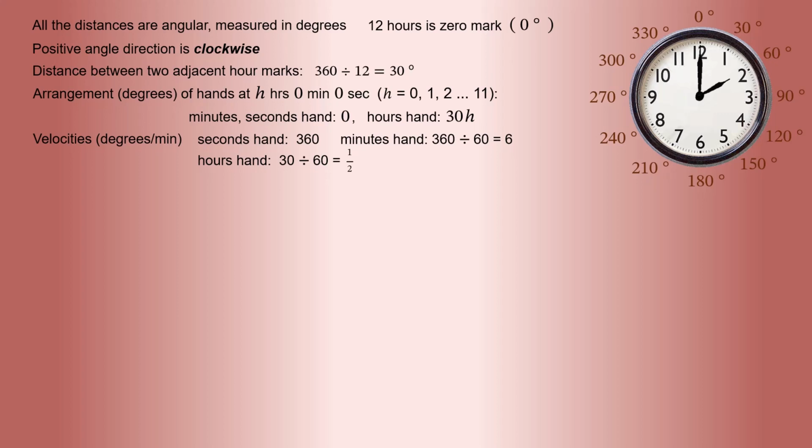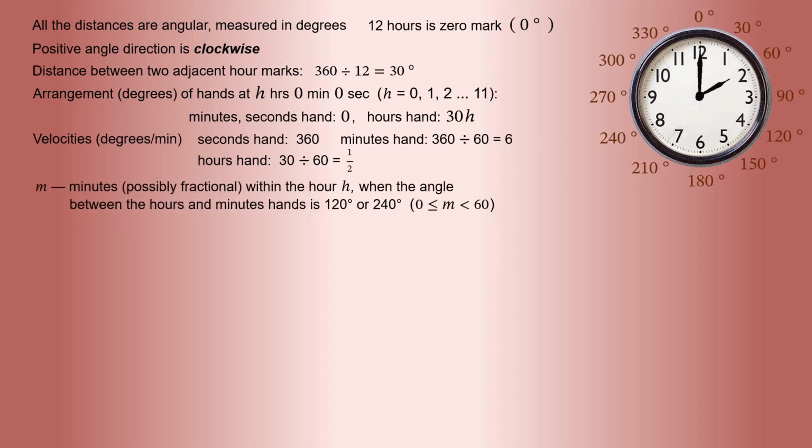Let's evaluate the number of minutes within the current hour, when the angle between hours and minutes hands is 120 or 240 degrees, denoted with letter m. Since we are looking for minutes within an hour, m must be non-negative and less than 60, and unlike h, m may be fractional. In order to evaluate m, we need to find the angles formed by minutes and hours hands after m minutes, relative to 0 mark.